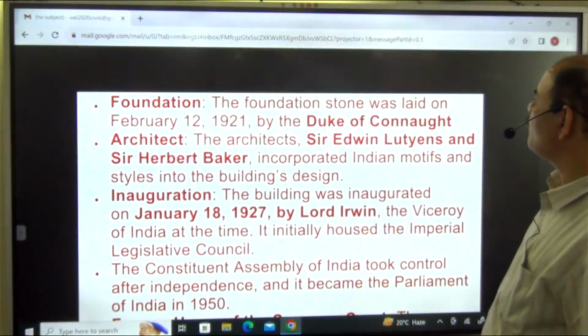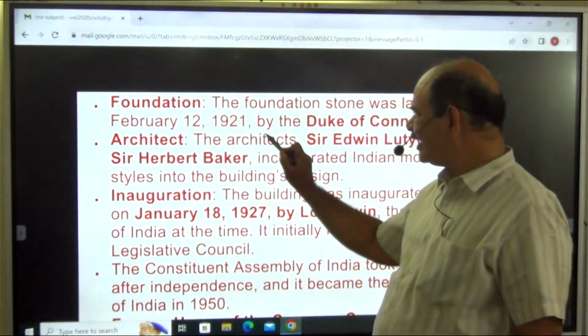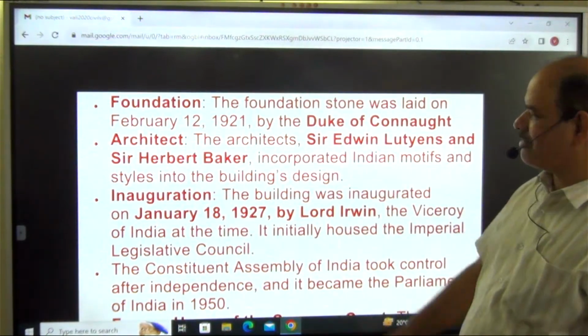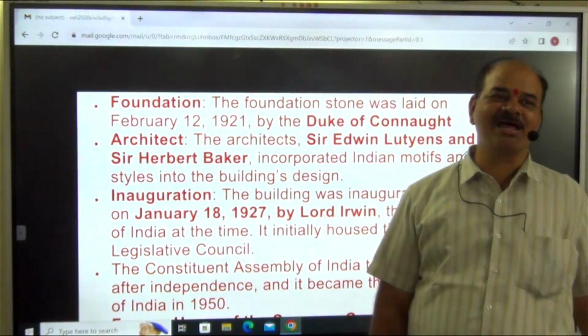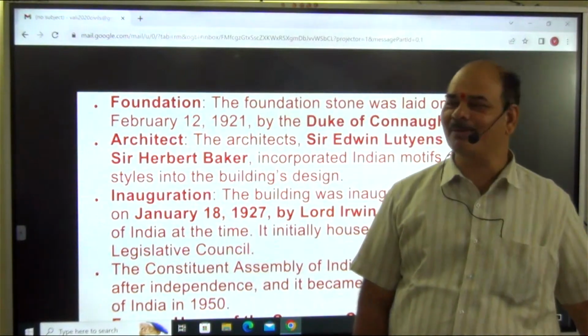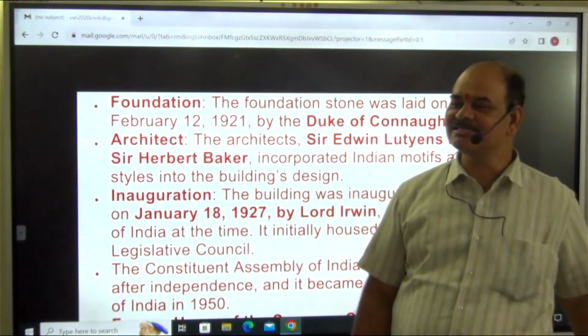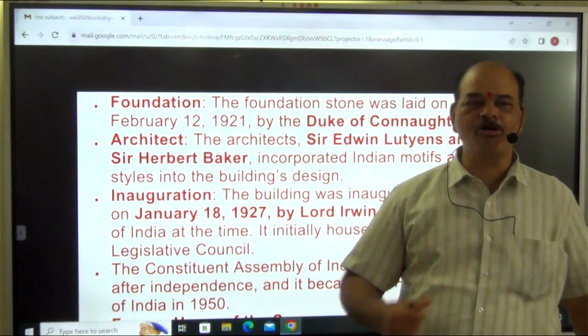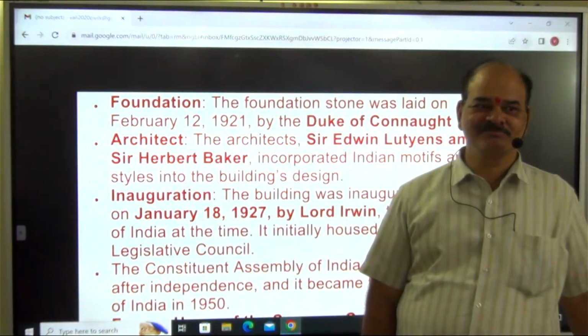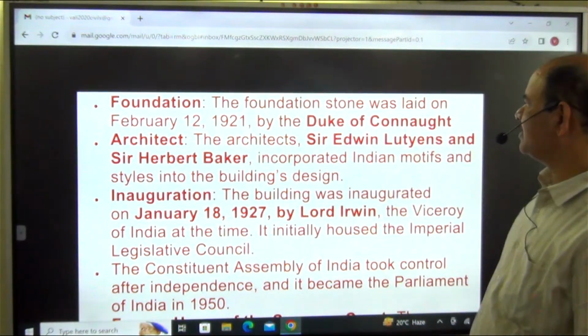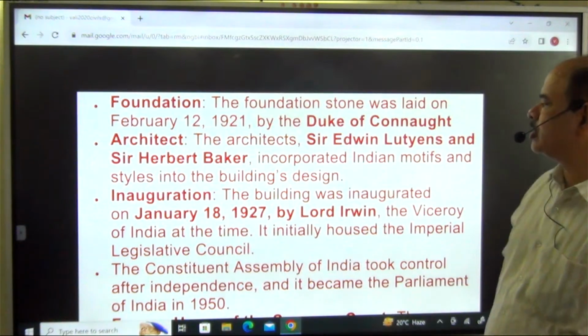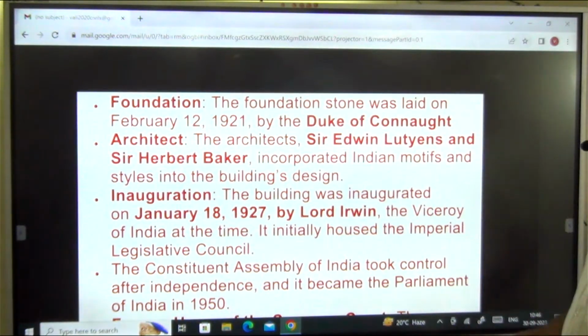The foundation stone was laid on February 12th, 1921 by the Duke of Connaught. It is a title given to the UK Prince Arthur. It is a title, it is not the name. Okay? Try to remember this. The foundation stone was laid on February 12th, 1921 by the Duke of Connaught.